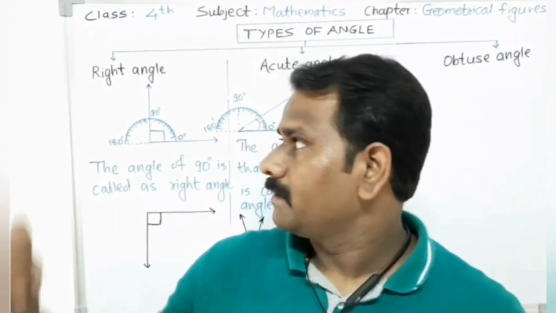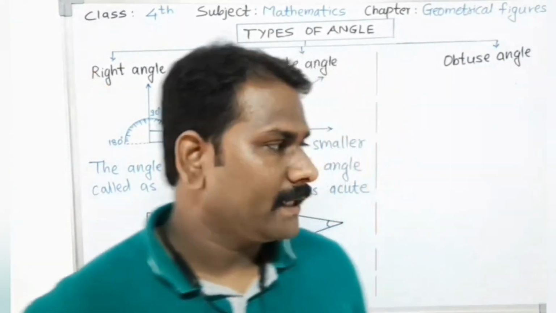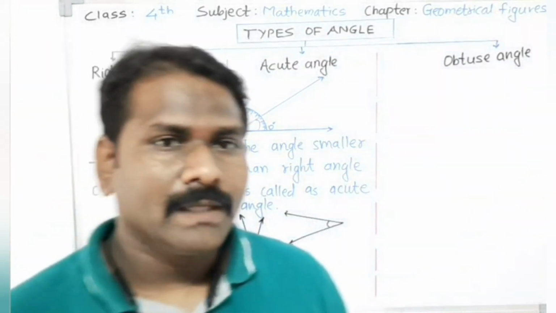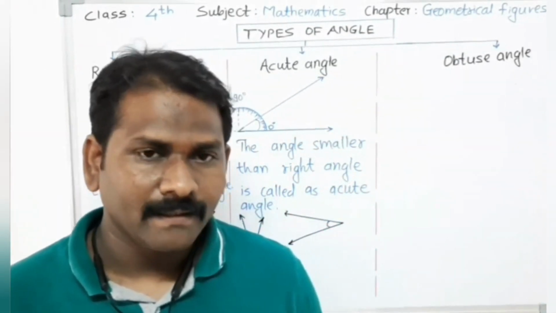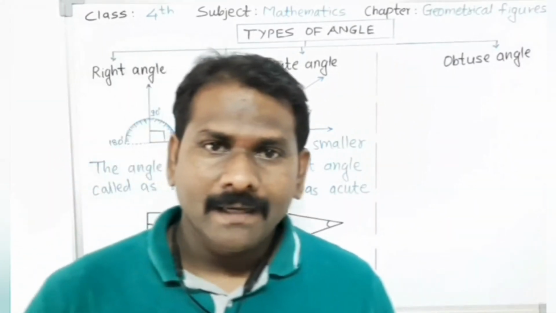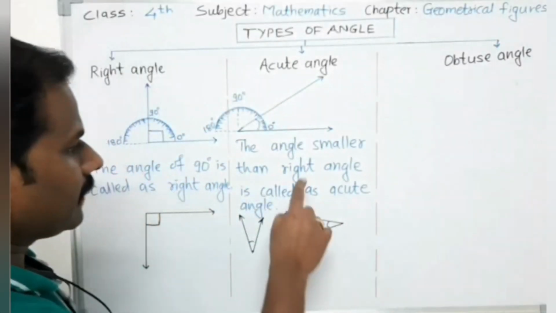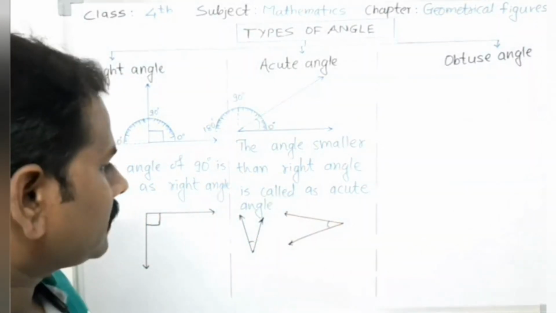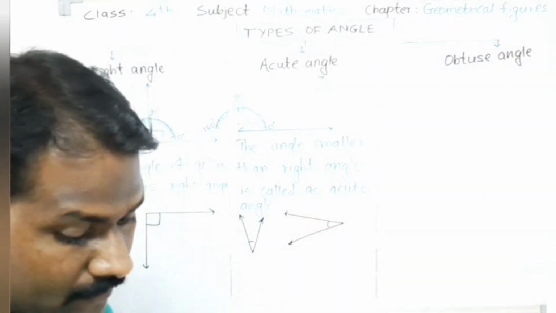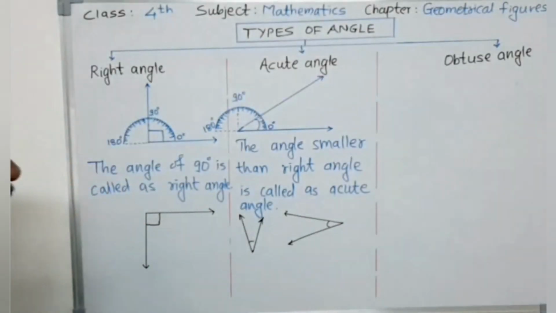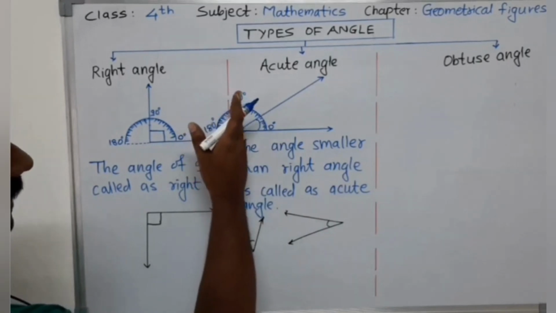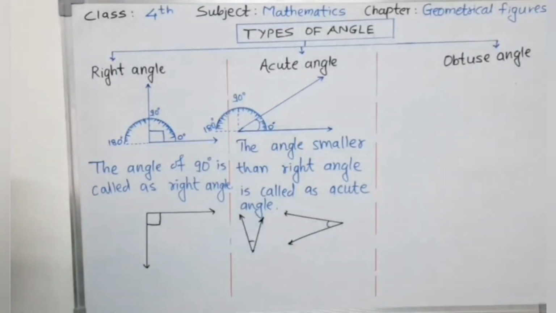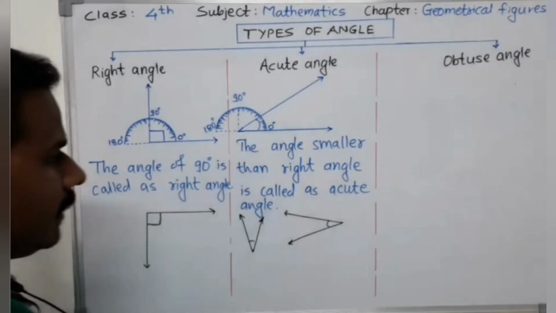First of all, we have learned the right angle and then the acute angle. The angle of measurement 90 degree is called as right angle. Then the angle which is smaller than right angle is called as the acute angle. Smaller than right angle, it means what? The angle which is smaller than 90 degree measurement is called as acute angle.